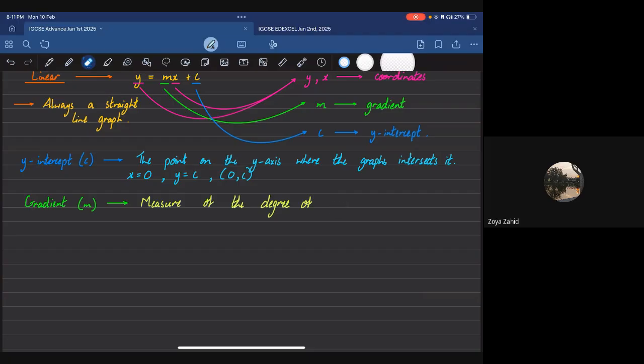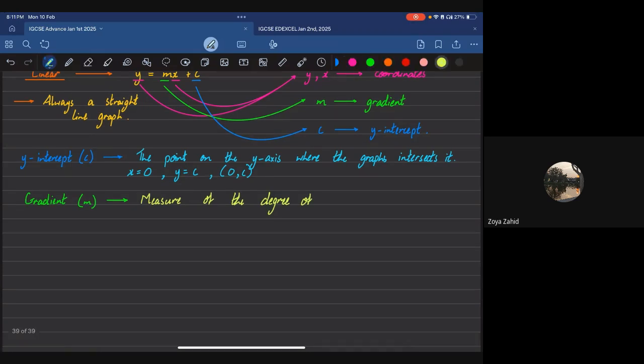Technically, we don't say it like this, but think of it as how much bent it is in terms of angles. Which angle is it positioned at? But we don't usually say that it's positioned at an angle, because an angle is only formed when there's an intersection of lines. And over here, there's no intersection. So it's a measure of the degree of steepness.